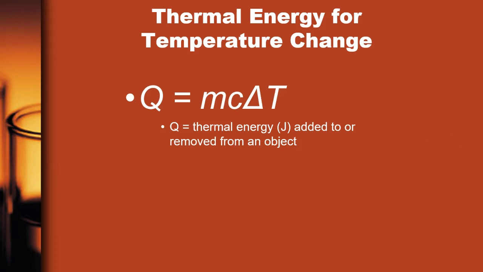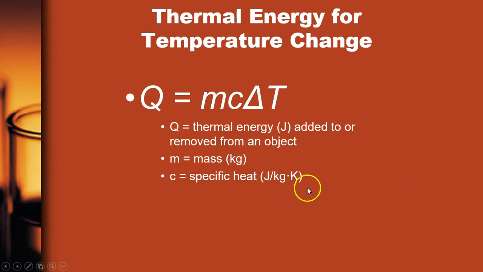Q equals mc delta T. M is mass in kilograms. We've had that before. And then c. Make sure when you write this, this c is lowercase. The lowercase c stands for specific heat. I know that can be difficult to remember, but just remember specific heat. And right now, the most important thing you need to remember is writing down the unit for it. Joules per kilogram Kelvin is the unit for specific heat. In just a minute, I'll talk about what that means.